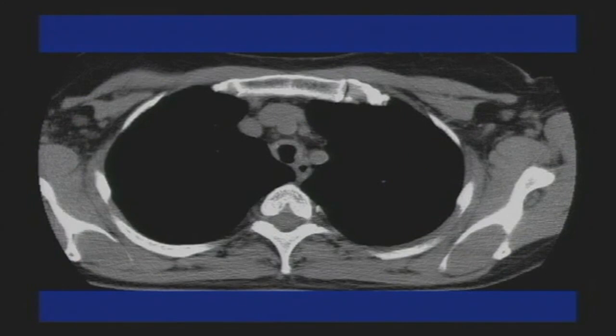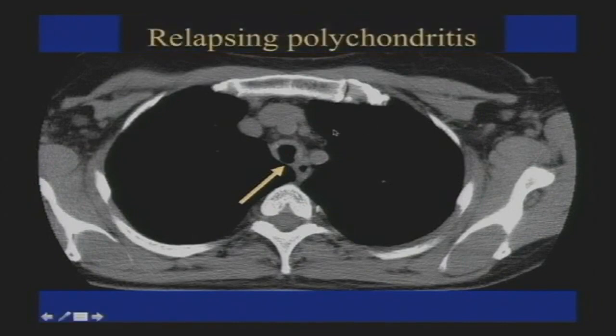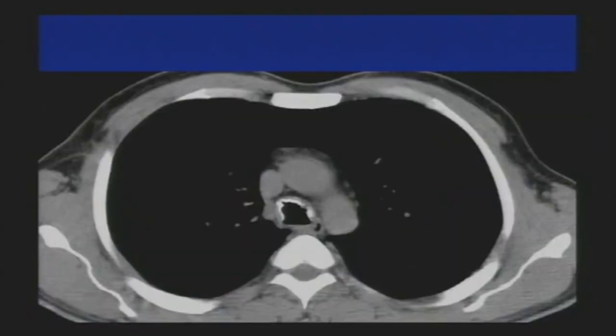Notice the very characteristic sparing of the posterior tracheal membrane. And that is almost certainly a case of relapsing polychondritis because it has that typical distribution. There's no involvement of the posterior membrane. Here's an example of another disease that spares the posterior tracheal membrane.